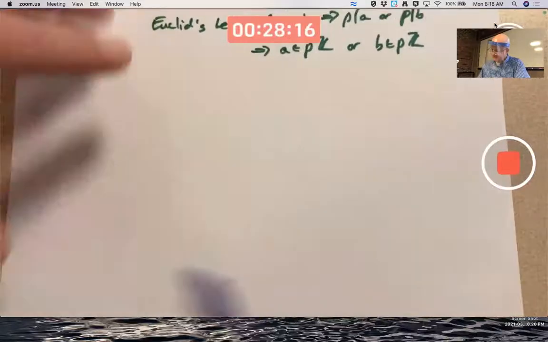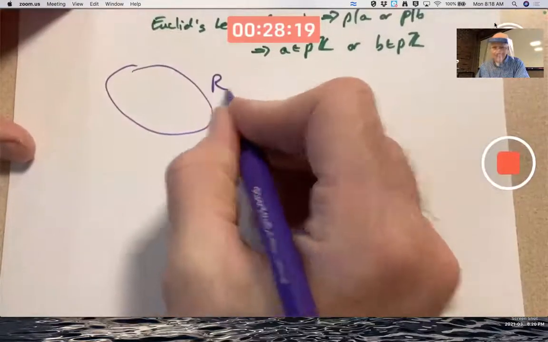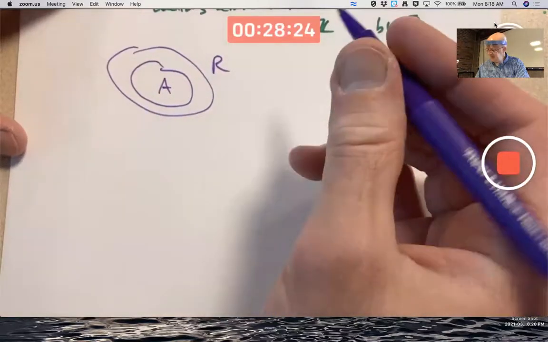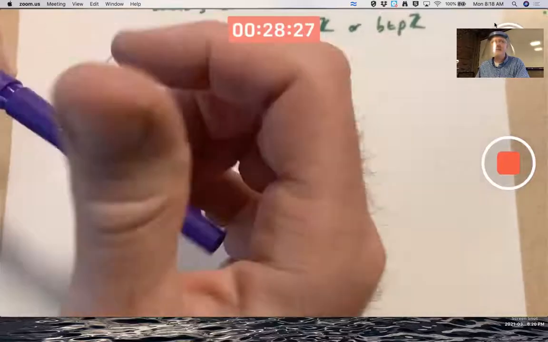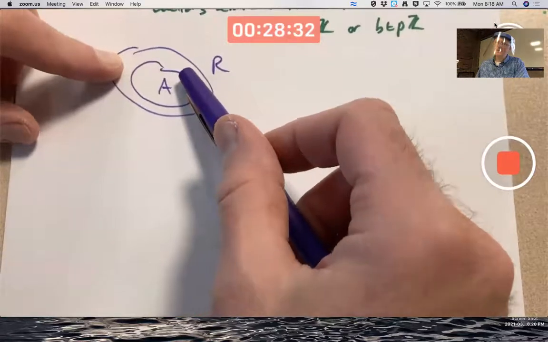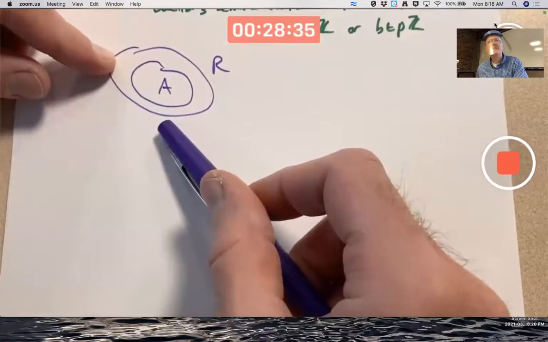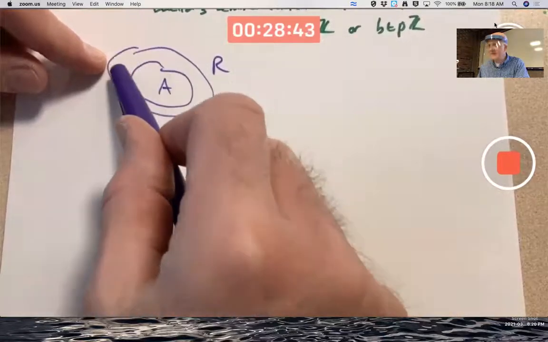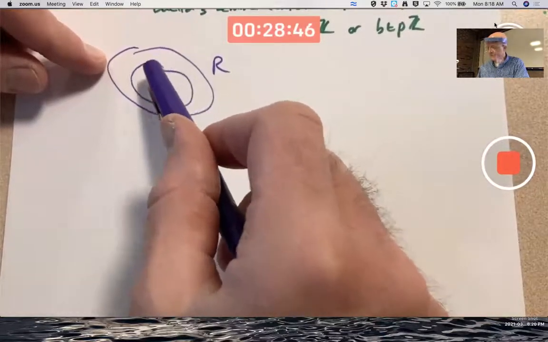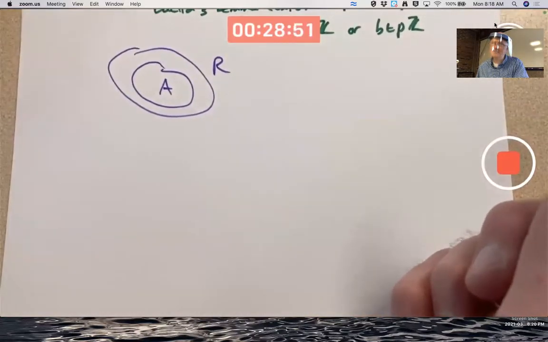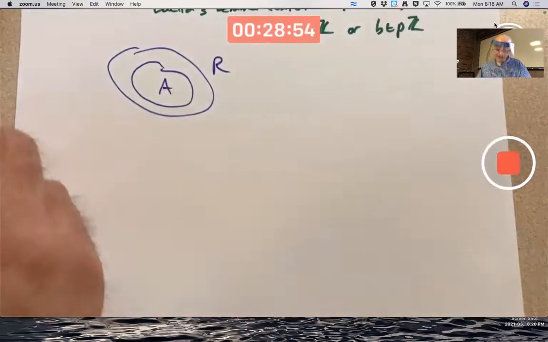Visual. If there's your ring, and if A is a maximal ideal, there can be no proper ideal of R strictly containing A if A is maximal. There's nothing, if I draw a dashed blob containing A, and also that's a subset of R, it can't be an ideal.